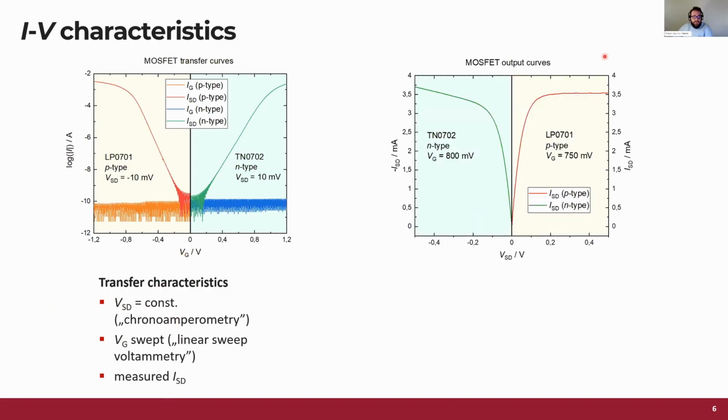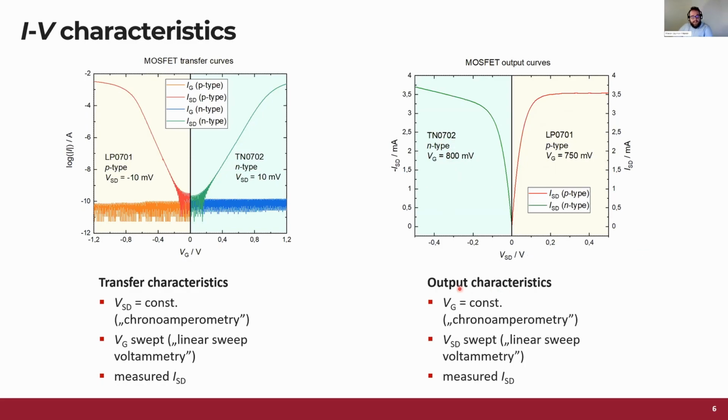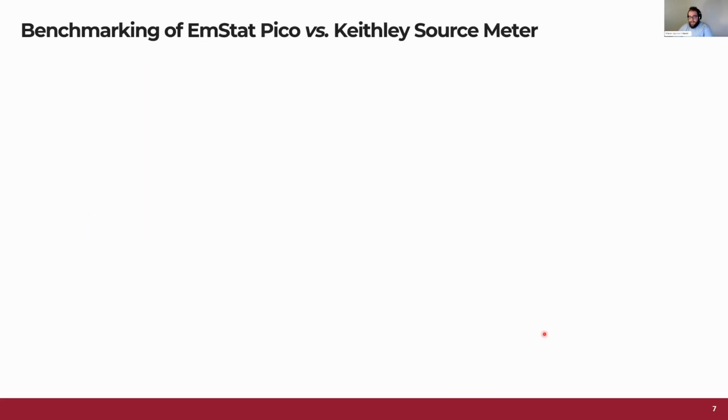Similar situation with the output curves. Here we have the source drain voltages, and here the source drain currents for two different transistors, a P-type and an N-type transistor. And again, keeping the same analogy, the gate voltage is constant, like in chronoamperometry, whereas the source drain voltage is swept, so we can think of it as linear sweep voltammetry. And what is measured is, again, the source drain current.